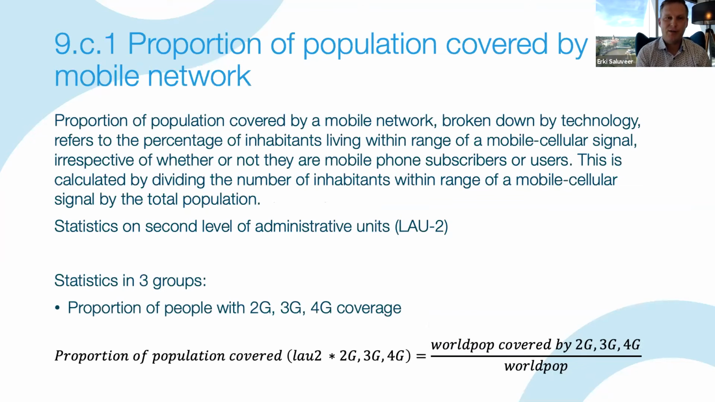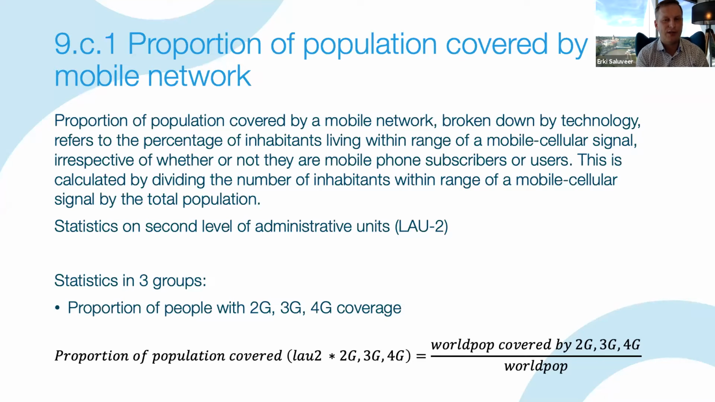So what is 9C1? It is the proportion of population covered by a mobile network, broken down by technology. It refers to the percentage of inhabitants living within range of a mobile cellular signal. In order to do that, we also want to see the geographical breakdown. For that purpose, we would use the local administrative units division. We propose to use the municipality level, which is usually local administrative unit 2.